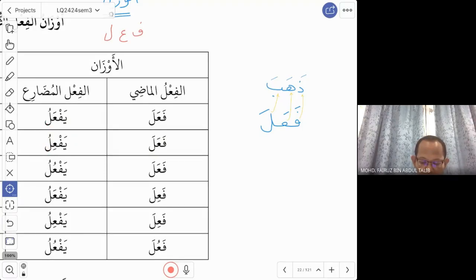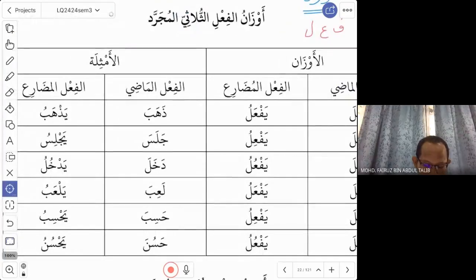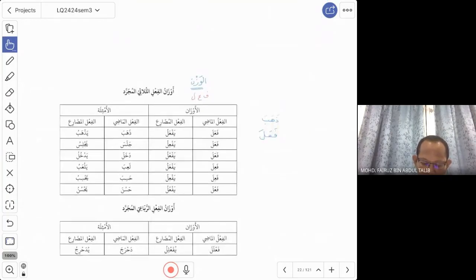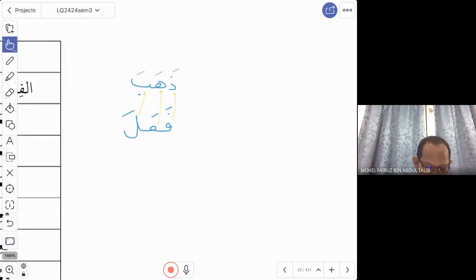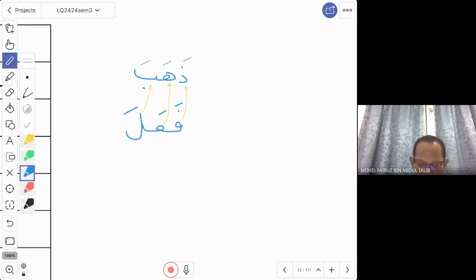So, for example, zahaba just now, as I have put it here, zahaba. What is the mudari for zahaba? The mudari is yazhabu. What is the wazan for yazhabu? The wazan for yazhabu is yaf'alu. So again, let us do this just like what we did to zahaba just now. Now we say fa'ala is fi'il madi. What is the mudari? The mudari is yaf'alu. Since it is yaf'alu, we want to know the mudari for yazhabu.